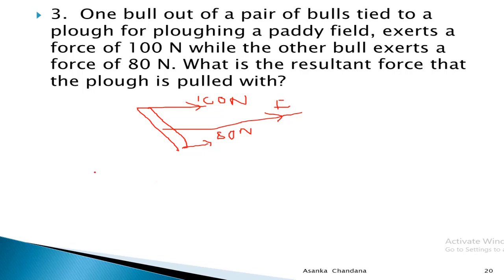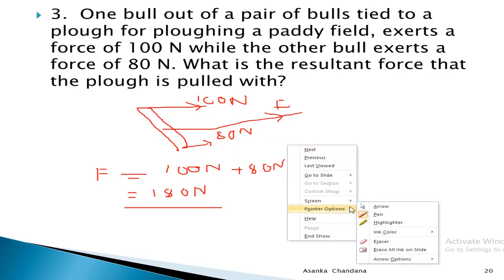Then how to calculate the resultant force? The resultant force can be calculated by addition of these two forces. It means 100 Newton plus 80 Newton. So how to calculate the answer? 100 plus 80 is 180. 180 Newton is the answer for this question. Then we will go to our next one, question number 4.